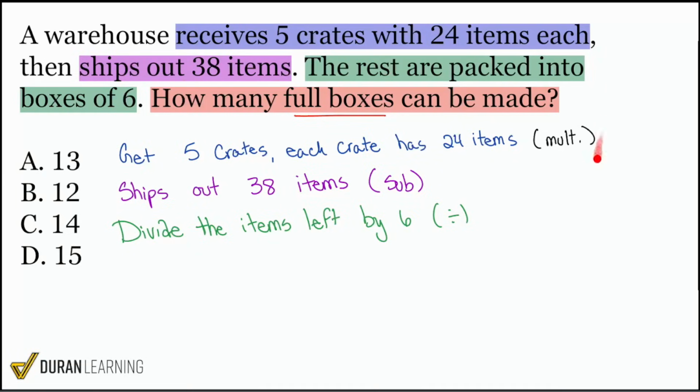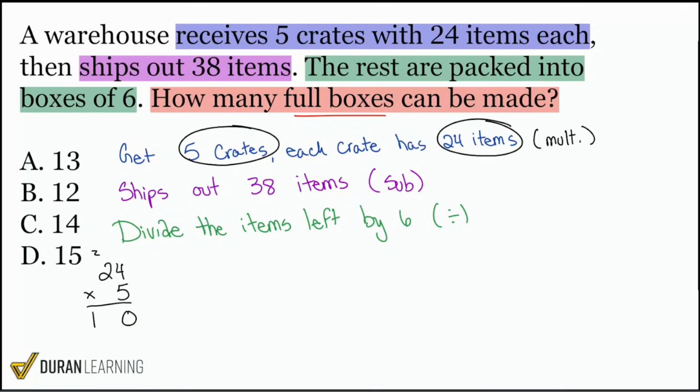So now that we have this story lined up, let's follow the story, let's trust the math, and let's see that final answer. So here we go. 5 crates, 24 items in each crate. Let's multiply 24 multiplied by 5. 4 times 5 is 20, carry the 2. 2 times 5 is 10, carry the 2 is 12. So we have 120. Perfect. There we go. Step 1, all good.